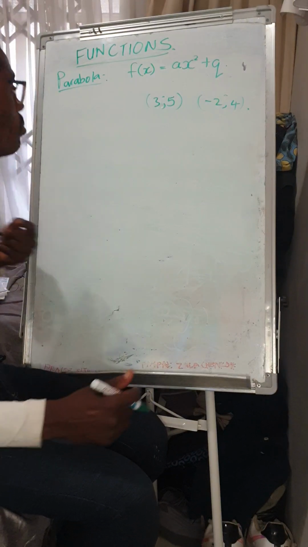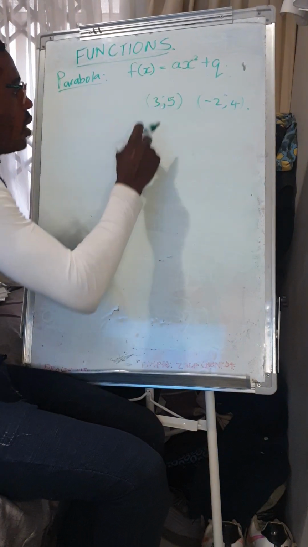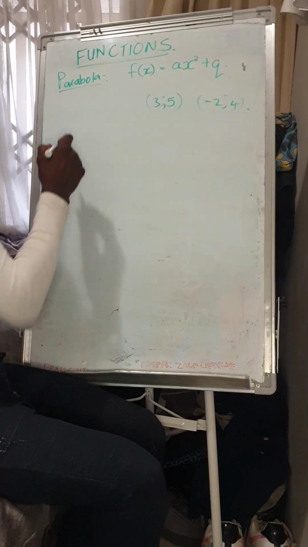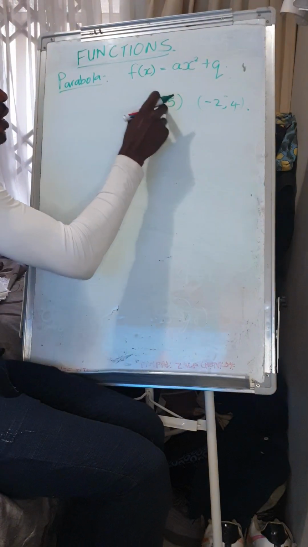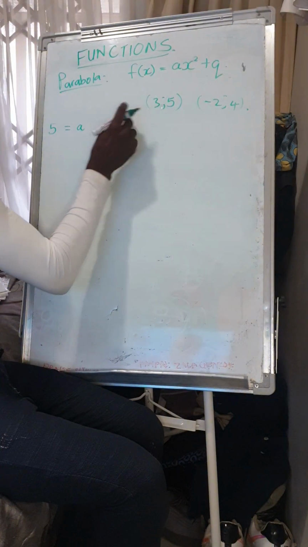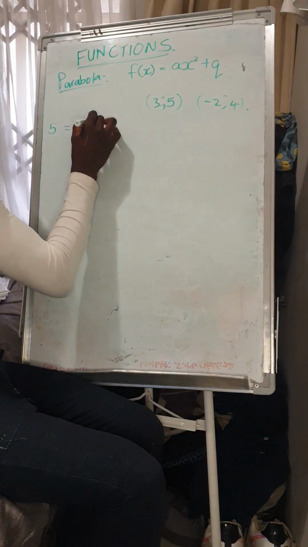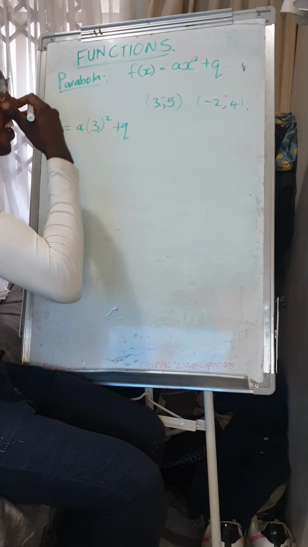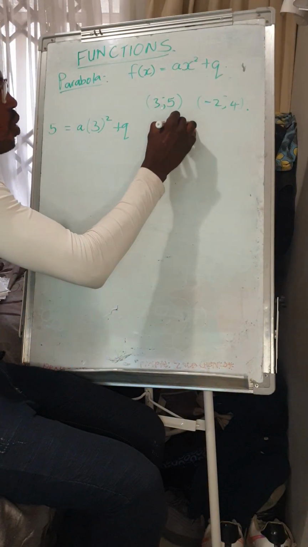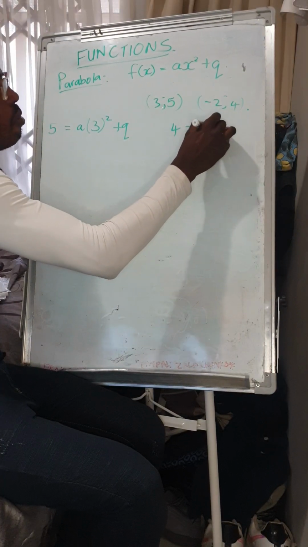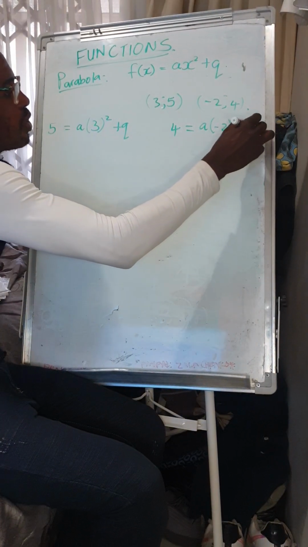So what you're going to do here is substitute first with that one, this one into the thing, and then second, this one into the thing as well. So take this one: 5 equals a times 3 squared, plus q. We don't know the value of q. On the other side, you take this one as well: 4 equals a times negative 2 squared, plus q.